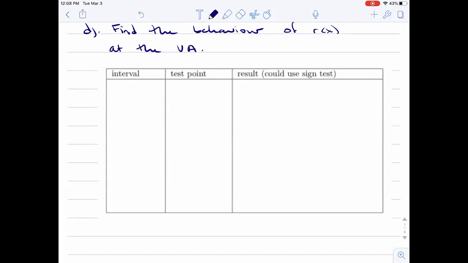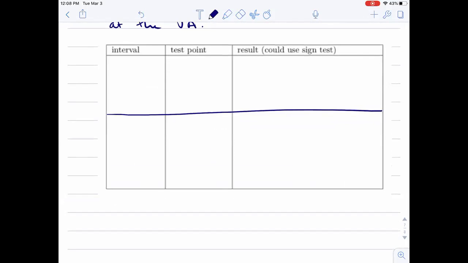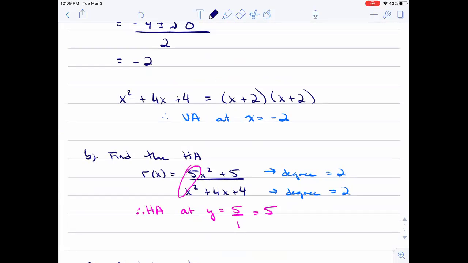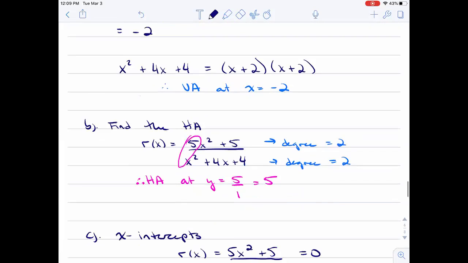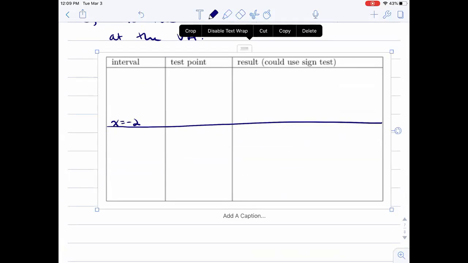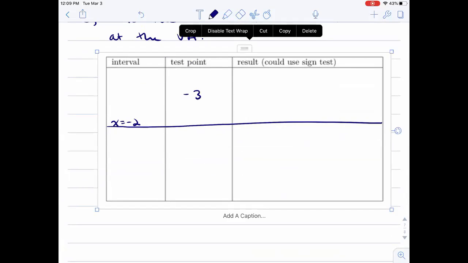So we've got a test point, and we want to work around kind of at -2. Well, let me just double check. x equals -2, right? That's where we've got this vertical asymptote, and we have to figure out what's going on here. So here, we're at x equals -2. So if we pick a test point to the left of -2, then I can have something like -3.